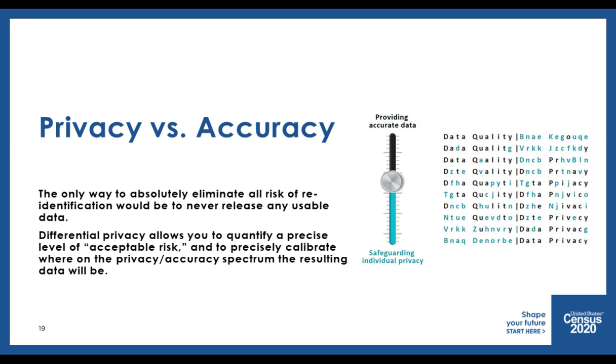But what constitutes an acceptable level of privacy? Well, the only way to absolutely eliminate all risk of re-identification in our data products would be to never publish any usable data at all. Clearly, as the nation's leading provider of quality statistics, that isn't a viable option.